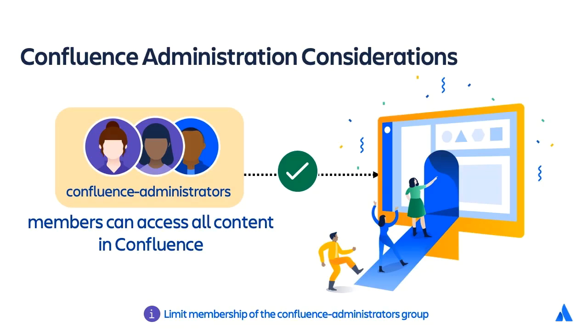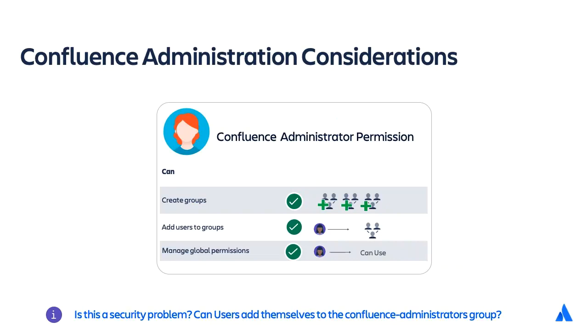As we just noted, however, users who have either the Confluence Administrator permission or the System Administrator permission can also easily get access to all content in Confluence. It's important to understand what users with these permissions can and cannot do. Let's start with the Confluence Administrator global permission.